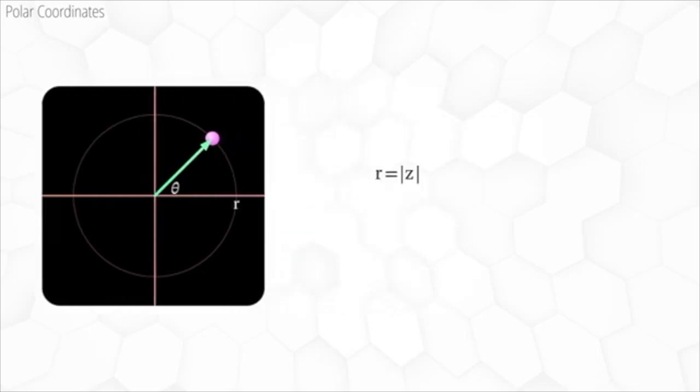r is the radius of our point. r is the absolute value of z, which we can write like this. Often we call it the modulus or mod z, which is why we call our 3D phase portrait modular surfaces. Mod z can be calculated from the Cartesian form using Pythagoras' theorem. r equals the square root of a squared plus b squared.